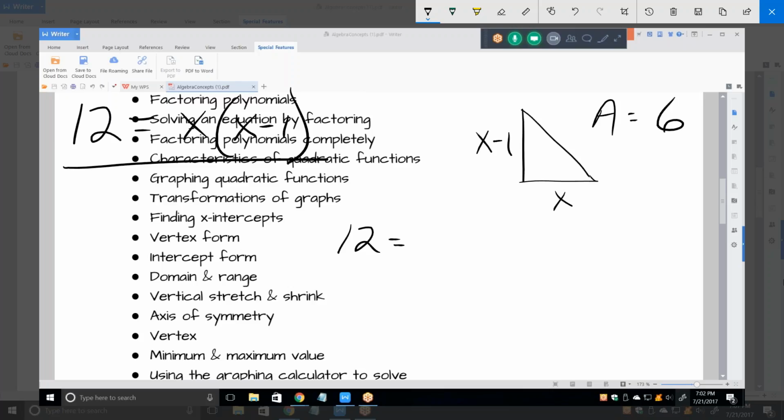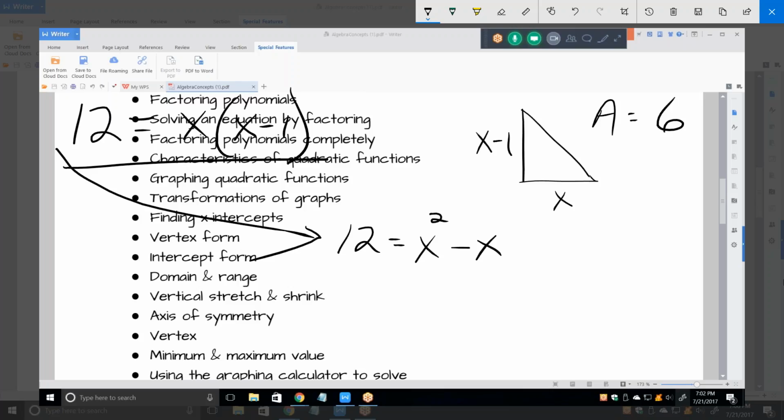X times X, I'm guessing would just be X. No. X squared? Times X, what do you do with the exponents when you're multiplying the base? Add them, so it'd be X squared. Yes. Now what's X times minus 1? Negative 1X. Okay. So this equation becomes this.